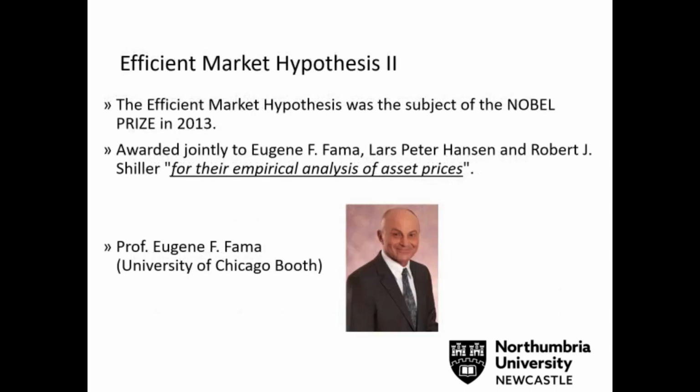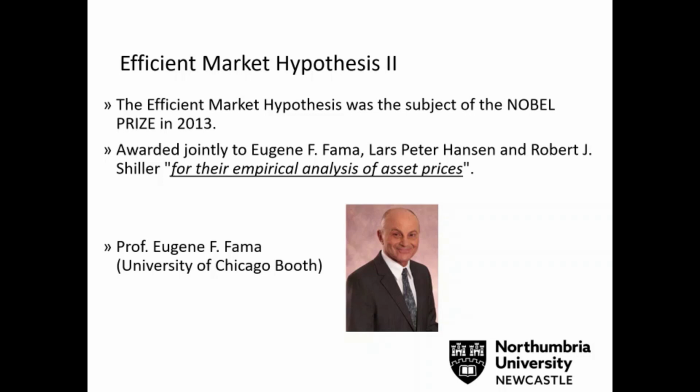The efficient market hypothesis was developed by Eugene Fama. Eugene, at the time, was a member of the University of Chicago Booth, and his work with Hansen and Shiller, the empirical analysis of asset pricing, did help them achieve a Nobel Prize for the work regarding this theory. So this theory has been around for a while, but it's obviously had major implications on finance and the pricing of assets, and then in 2013 they did receive a Nobel Prize for this work and this concept.